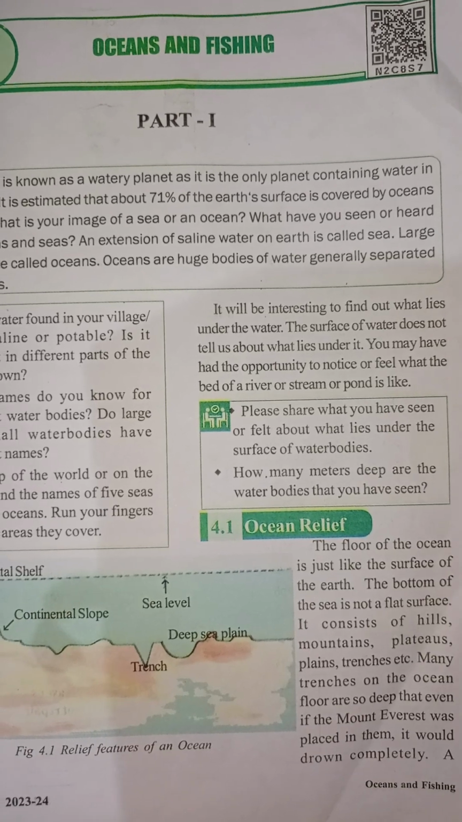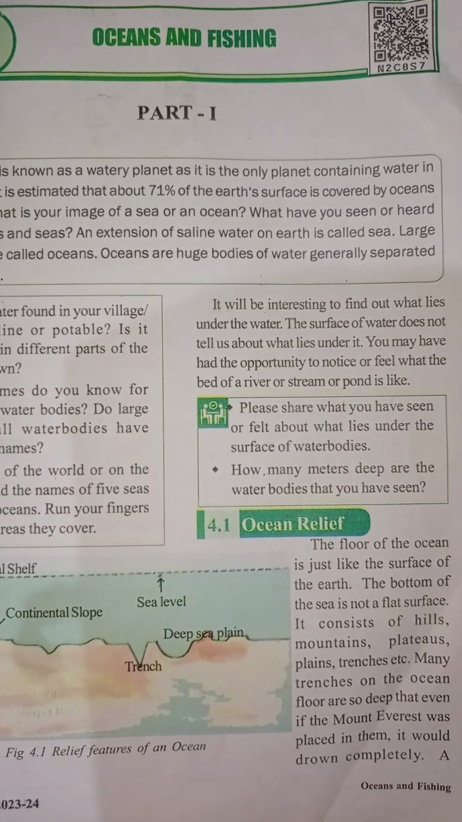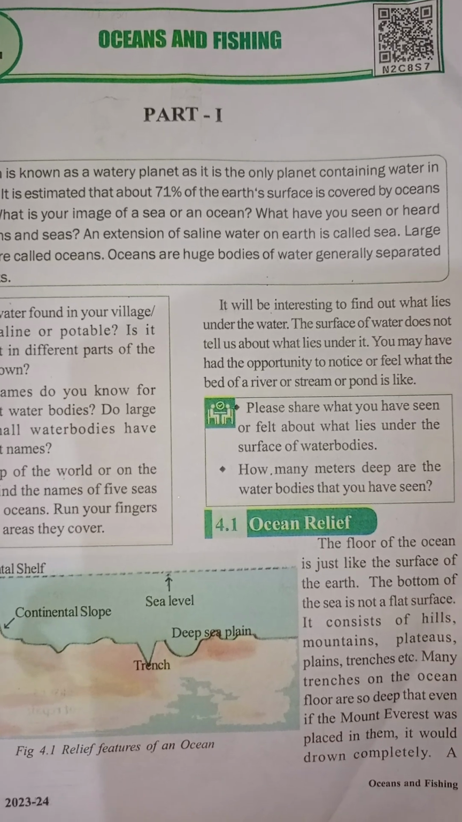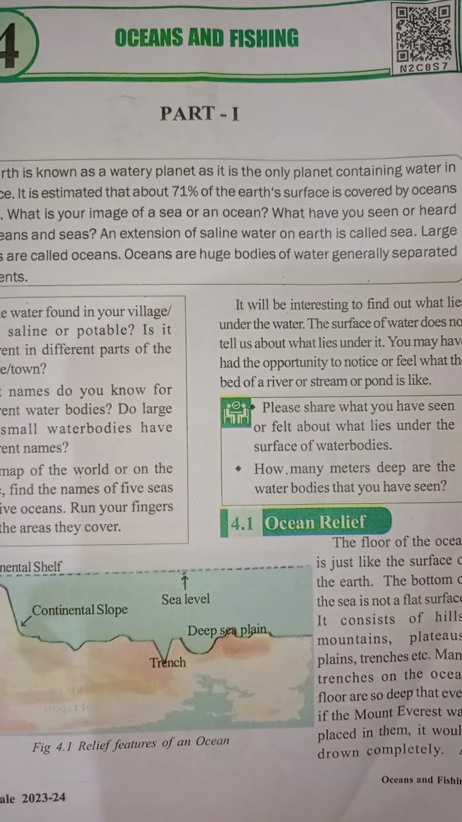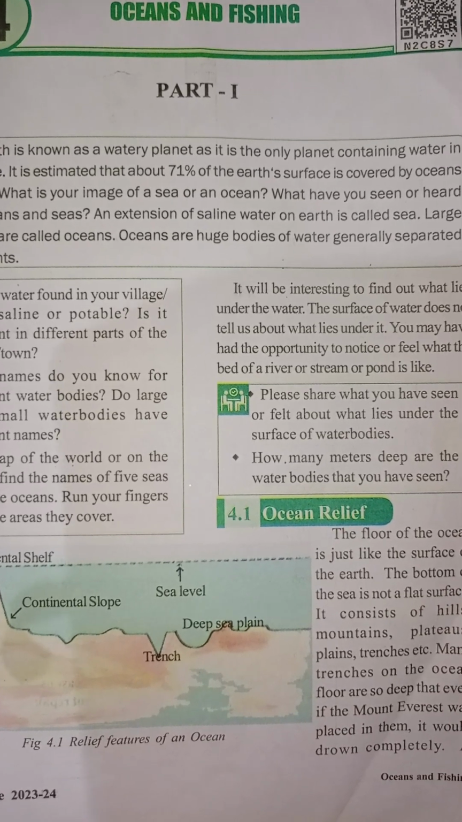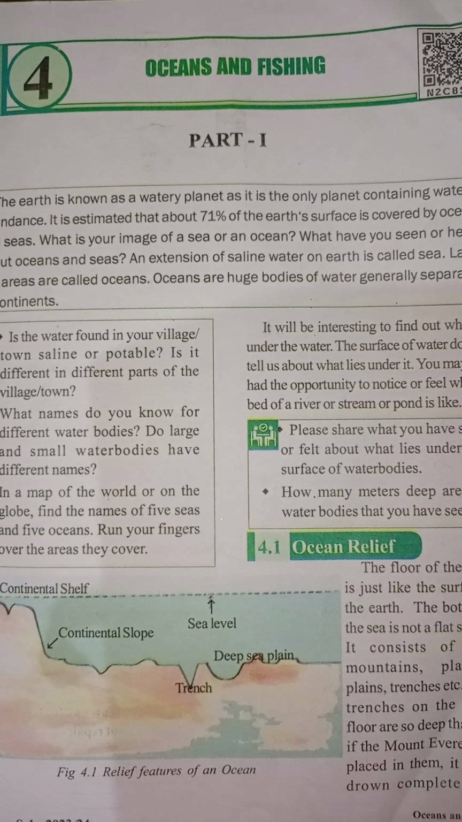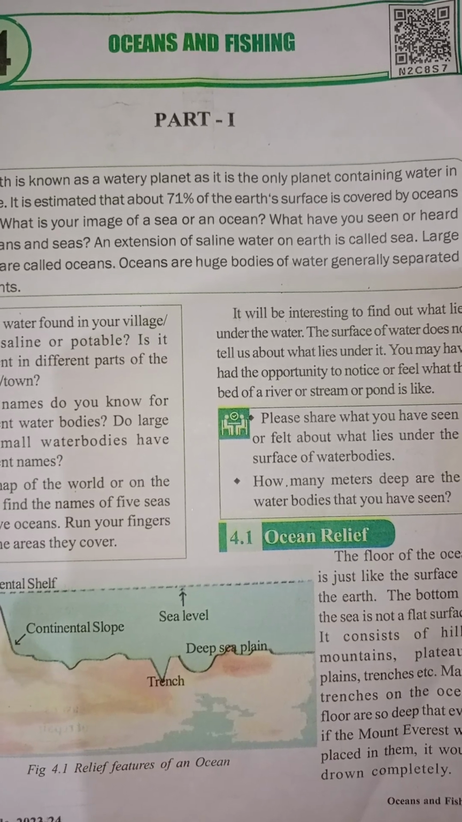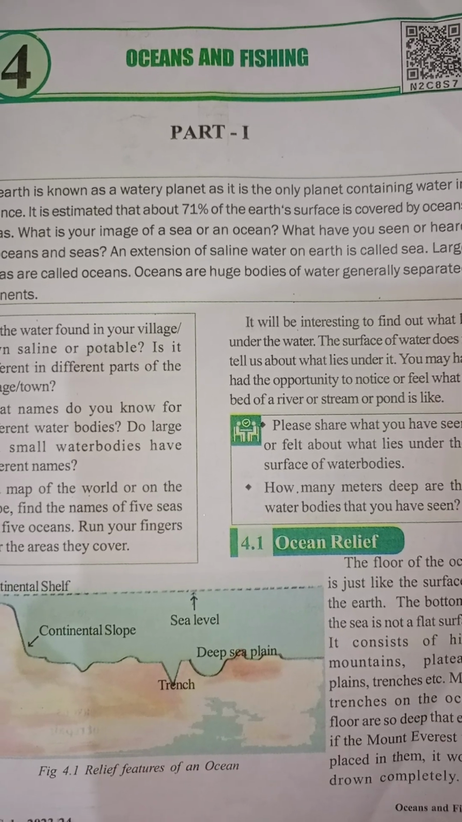Because the ocean is not only a flat surface, it consists of hills, mountains, plateaus and plains, trenches, etc. And many trenches on the ocean floor are so deep. If we ask how deep the ocean is, we can say that if we keep Mount Everest in the ocean, Mount Everest also can be drowned. So such deep the ocean is.